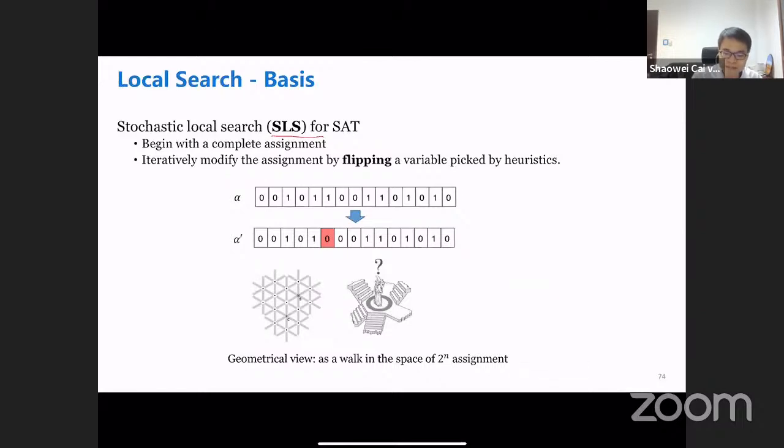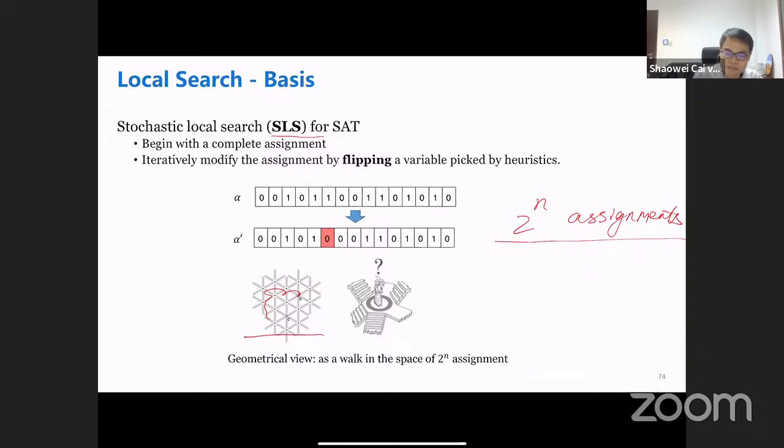We can see the 2 to the power n assignments as a network. All of the possible assignments are organized according to some relation. They are organized into a hypercube, a network. Then the local search starts from one point of the network and goes to another one, taking a random walk in the network and trying to touch a point that corresponds to a solution, okay?